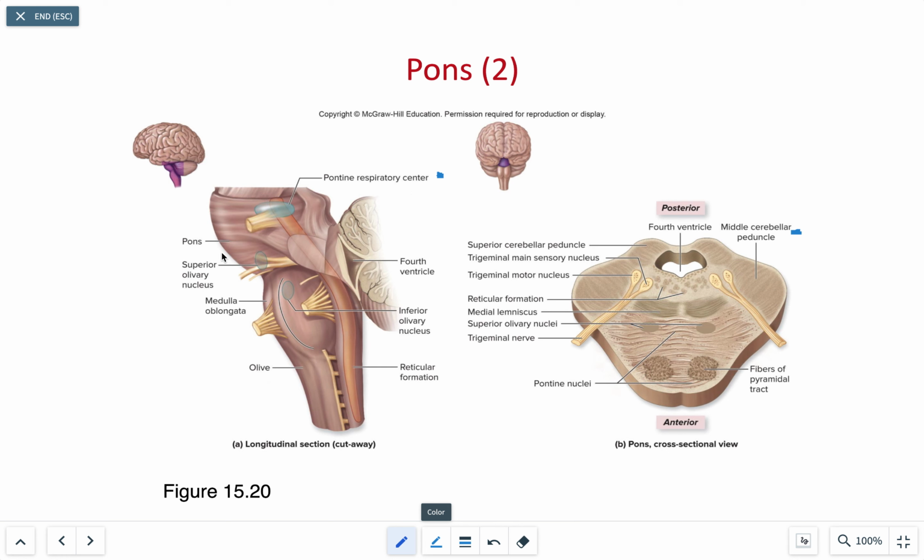Also, what we see in the pons is the superior olivary complex, and this is located, as noted, in the inferior portion of the pons. This area receives audio input and is involved in the pathway for sound localization.